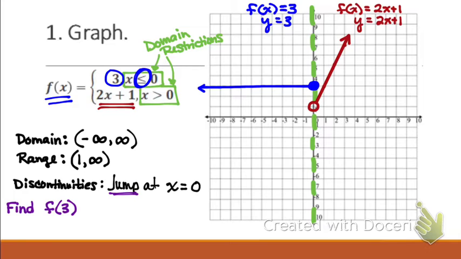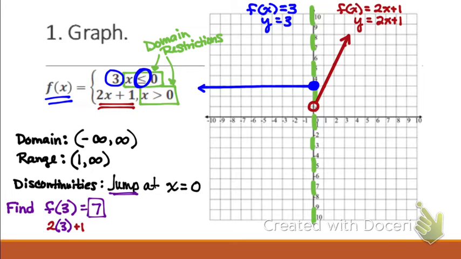When I've got more than one function rule, if that's all I'm looking at, I might not be sure exactly where to put it. That's where those domain restrictions come in. X equals 3 is over here. Which rule would I use to evaluate it then? Y equals 2x plus 1. So I would do 2 times 3 plus 1, and I would get what? 7.